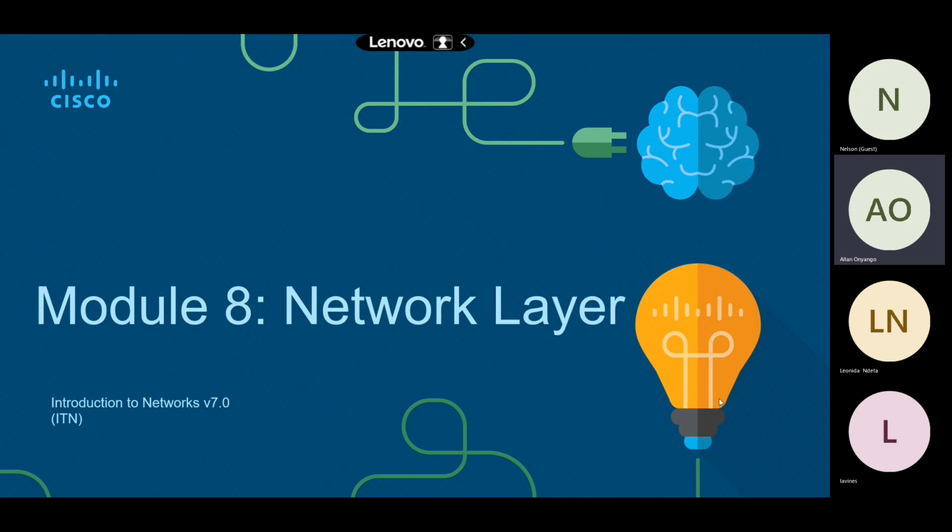That is the most important table that the switch has. You know, a switch without a MAC address table is not a switch. Okay.